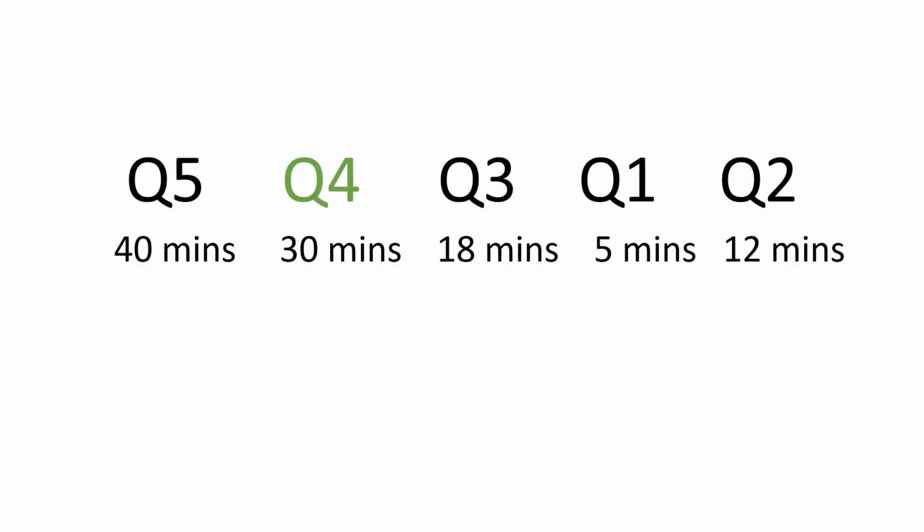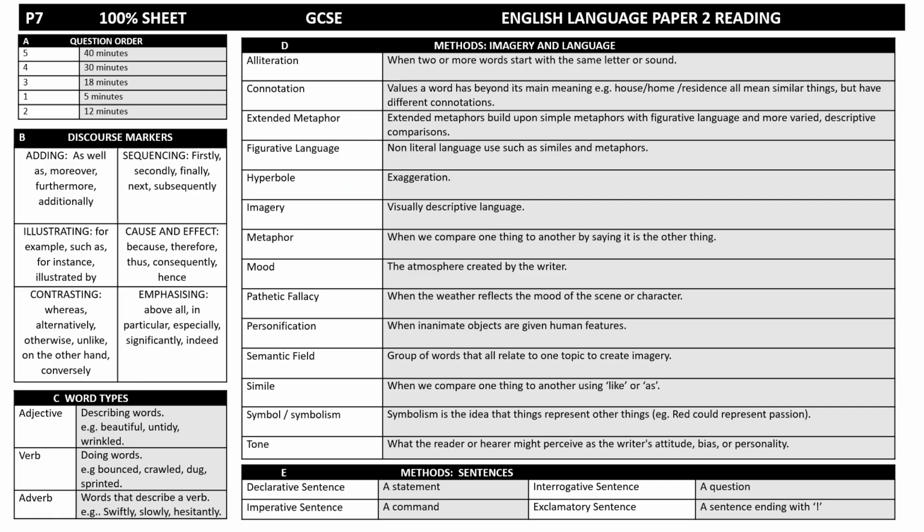So a reminder of the question order for Paper 2 GCSE English Language. We begin with question 5, which is imagine this. We then move on to question 4, the question that we're focusing on today. We then move on to question 3, spending 18 minutes on question 3, which is our how question. Then moving on to question 1, identifying 4 things that are true, 5 minutes. And finally ending with question 2, our summarised question, spending 12 minutes on this one.